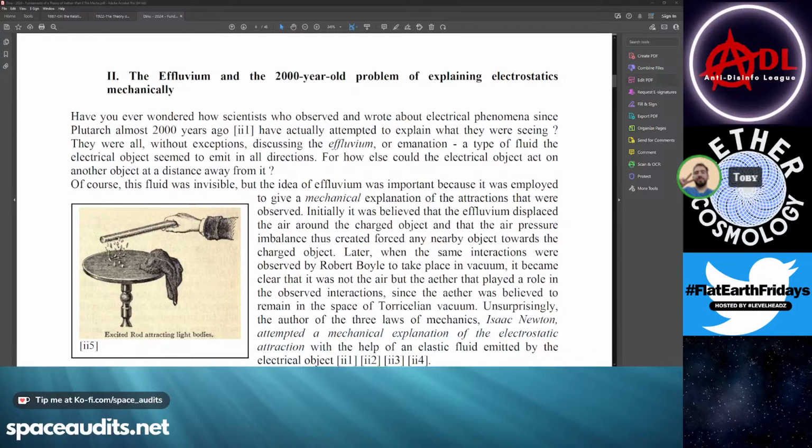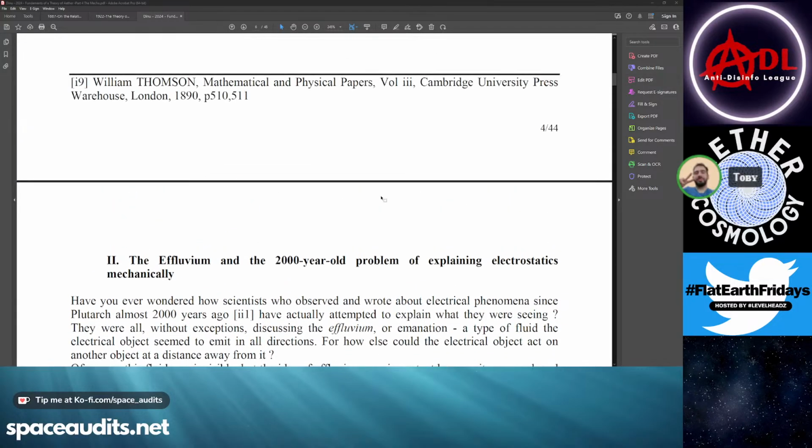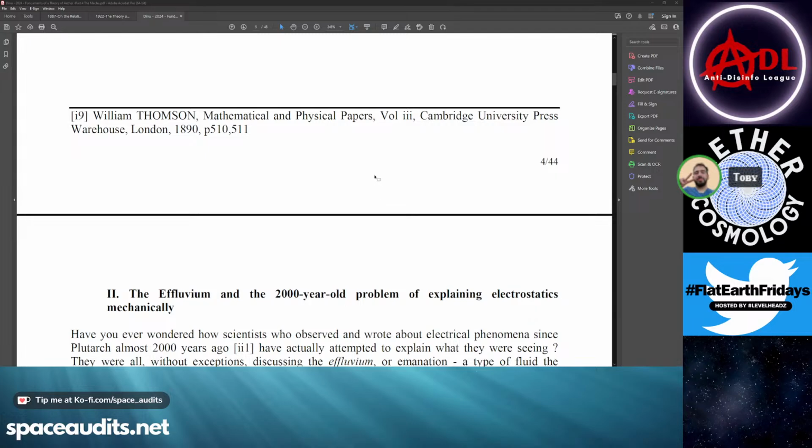What was that saying? Go back up to the footnote. He was referencing William Thomson, Mathematical and Physical Papers, Volume 3, Cambridge University.